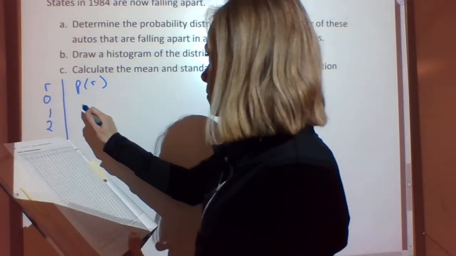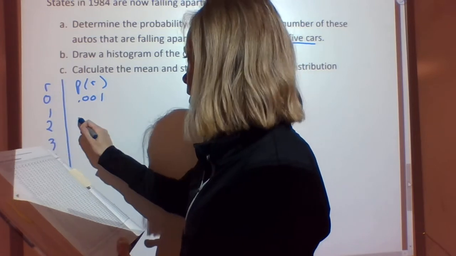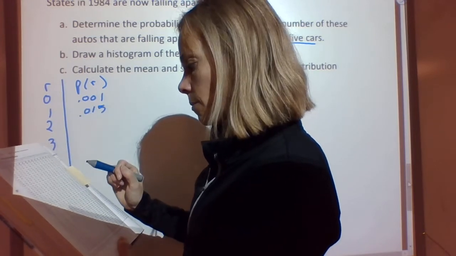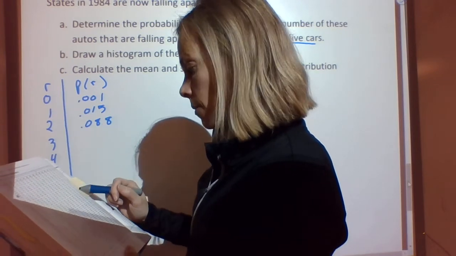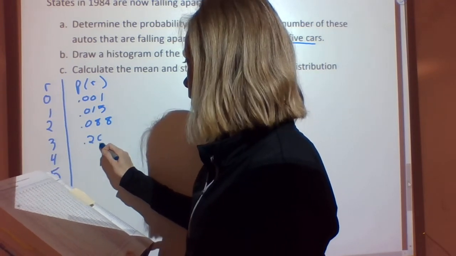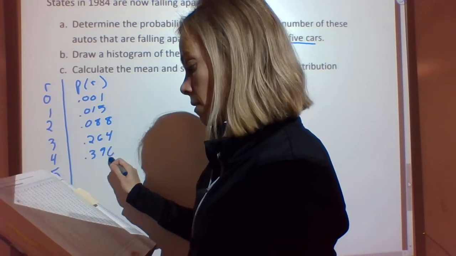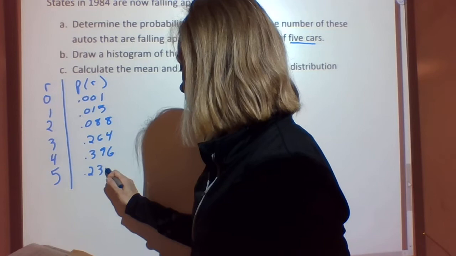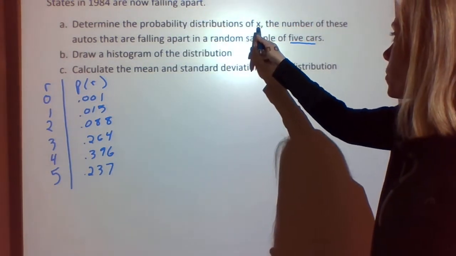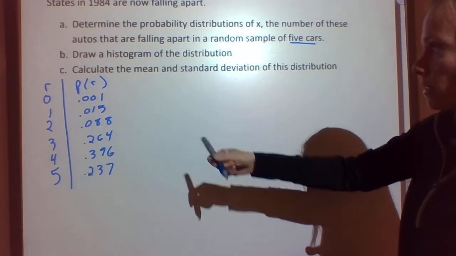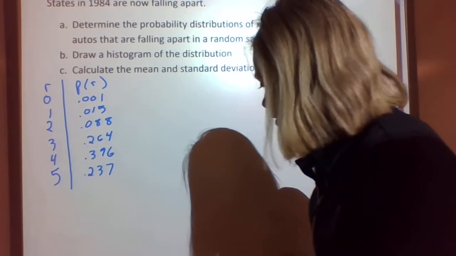So 0.001, 0.015, 0.088, 0.264, 0.396, and 0.237. Okay. That would be my probability distribution of X. That's what I just did. Okay? So draw a histogram of that.